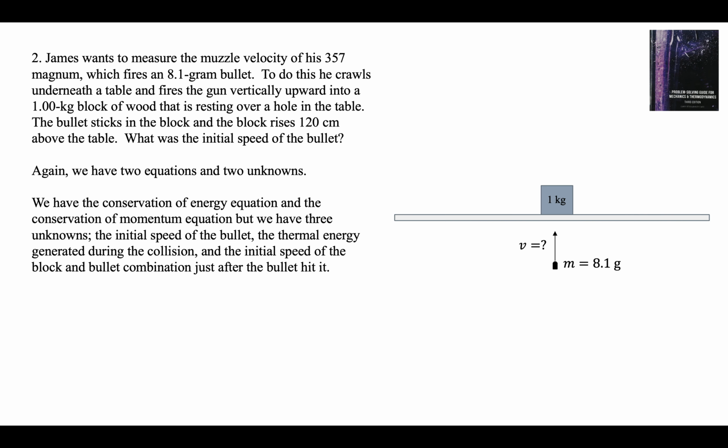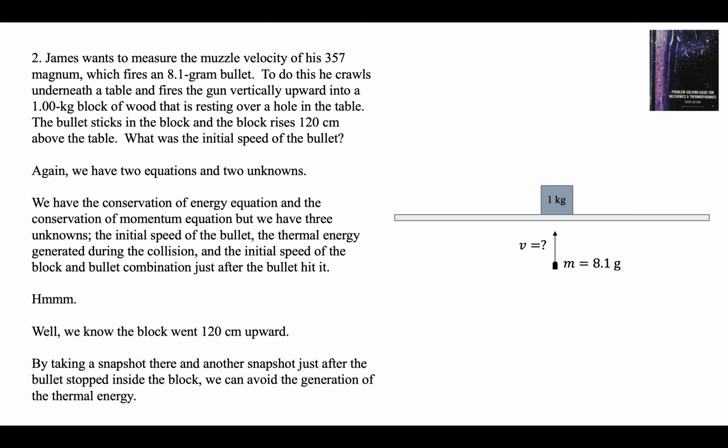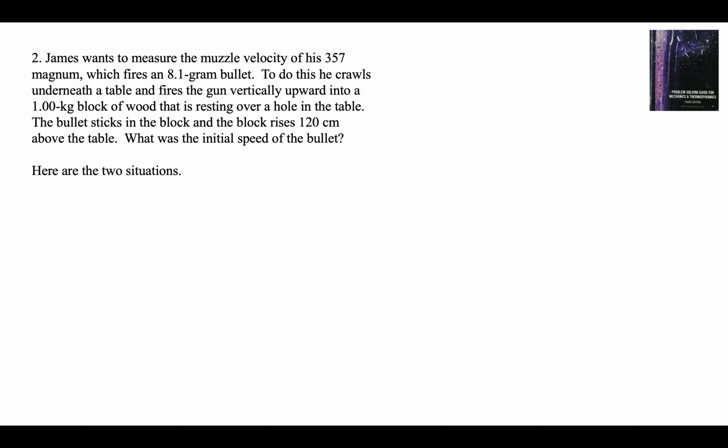Two unknowns. So we have the conservation of energy equation from the initial situation to the final situation, but we're generating a lot of thermal energy. What can we do? We know the block went 120 centimeters upward. If something goes 120 centimeters in the air, you can use conservation of energy to figure out how fast it was thrown. So we're going to have a middle snapshot. We're not going to have just a first and second snapshot. We're going to have 3 snapshots. We're going to avoid the generation of the thermal energy, or it's going to cancel out.